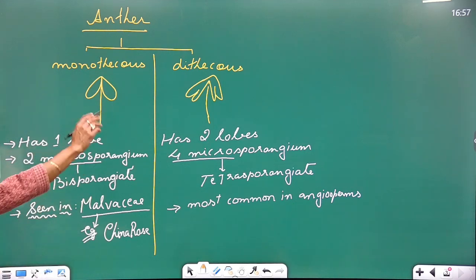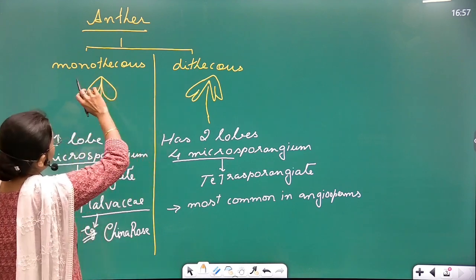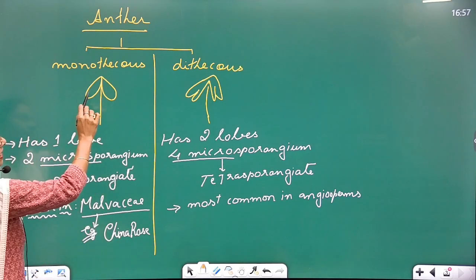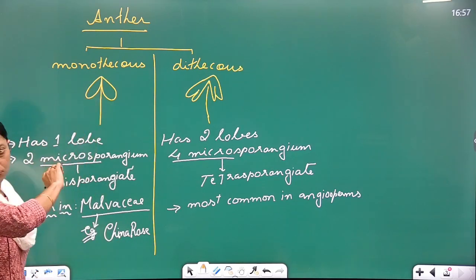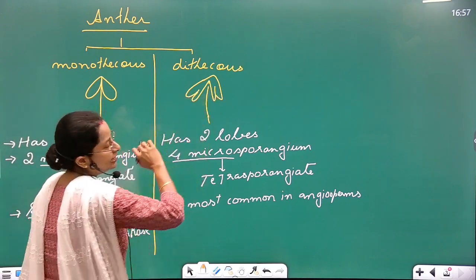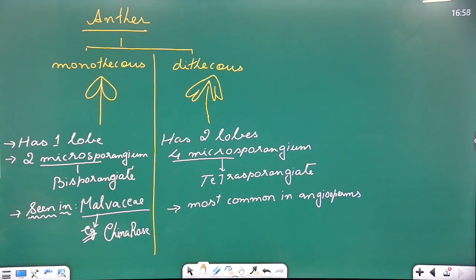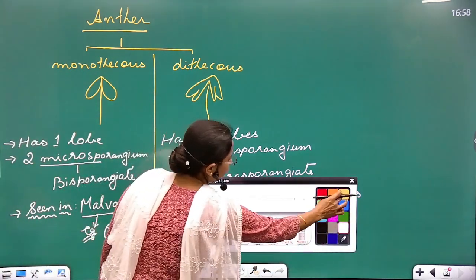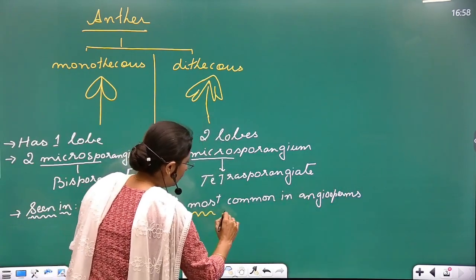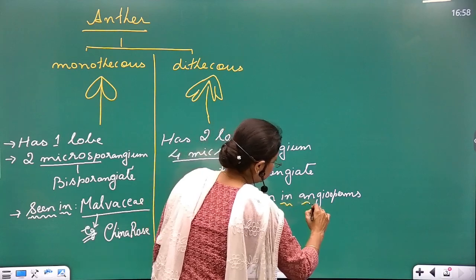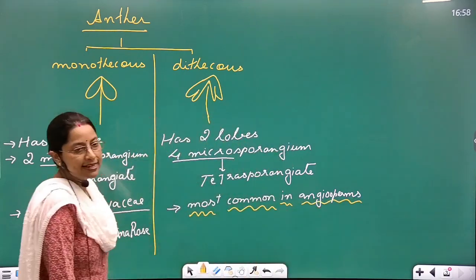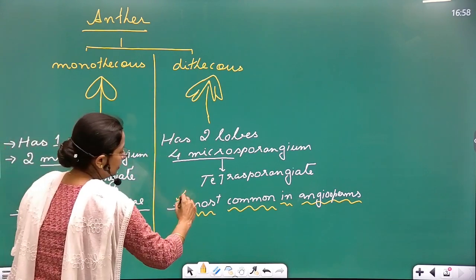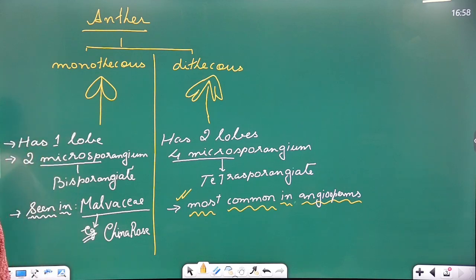So we see two types of anther in nature, monothecous anther or dithecous anther, right? An anther with one lobe we call monothecous, and one with two lobes would be called dithecous, right? From an angiosperm point of view, which anther is commonly found in angiosperms? Monothecous or dithecous? Dithecous. It is the condition that is most commonly found in angiosperms, right?